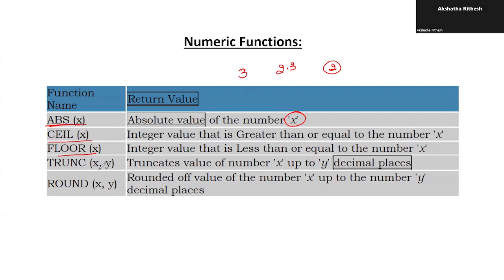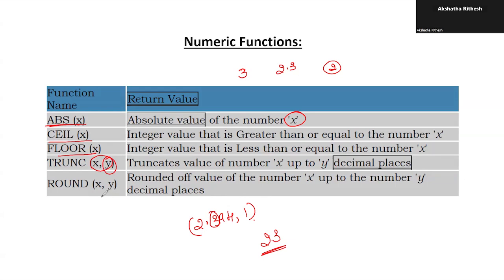Next is TRUNC of x and y. So here, as you can see, we are giving two values as input. It truncates the value of number x up to y decimal places. Okay, so if it is 2.394 and I'm saying truncate of this, my x, comma 1, it is going to return only 2.3, which means I'm going to retain only one decimal value because my y value is 1. That is how truncate works.